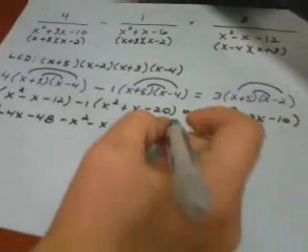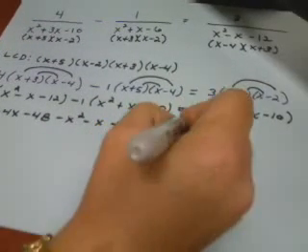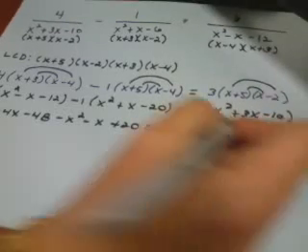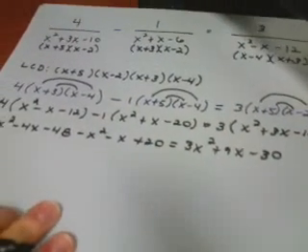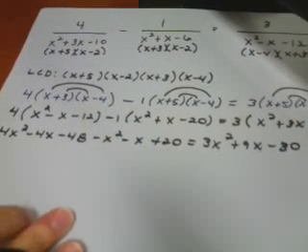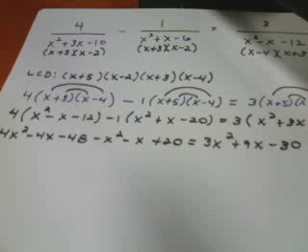Okay, and then my last term, I'm going to distribute 3. So I'll get 3x squared plus 9x minus 30. And you can see we've made this from a more complicated equation to not quite so bad. Still a little bit complicated.